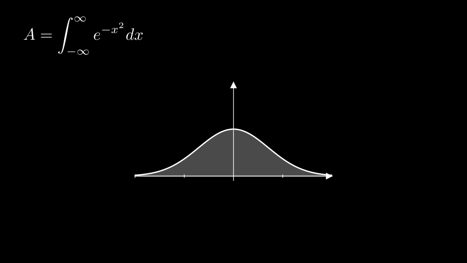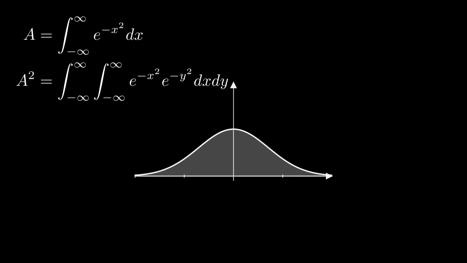Transforming into 2 dimensions means that instead of the integral giving us the area, it will be giving us the area squared, which is just the integral multiplied by itself. This might seem weird at first, and it is totally reasonable to think that the integral of e to the negative x squared is not the same as the integral of e to the negative y squared. But if we think about it, the integral of e to the negative something squared yields the same area no matter what that something is.